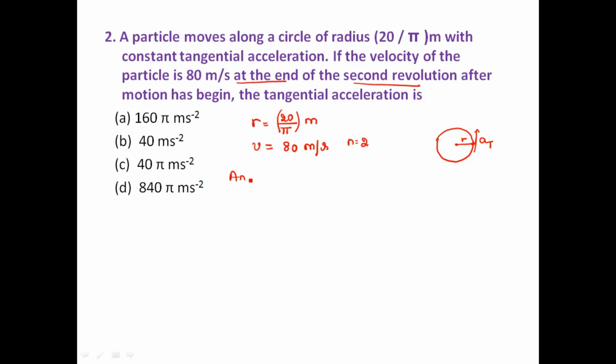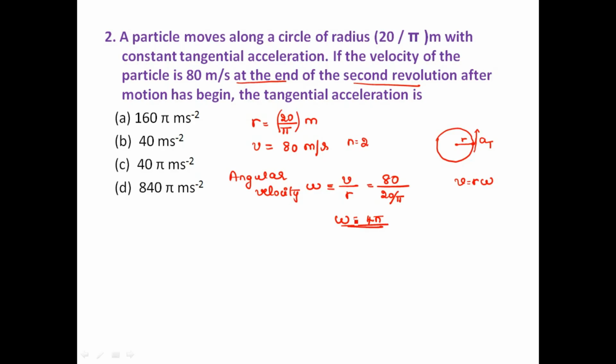Angular velocity can be calculated with the formula. We have v is equal to r into omega, right? Omega itself is the angular velocity. Omega is equal to v by r. What is v? It is 80. R is 20 by pi. Hence the value of omega here is 4 pi. Angular velocity is 4 pi.